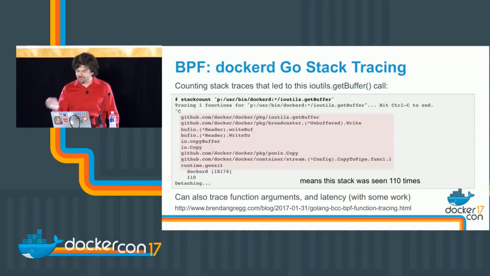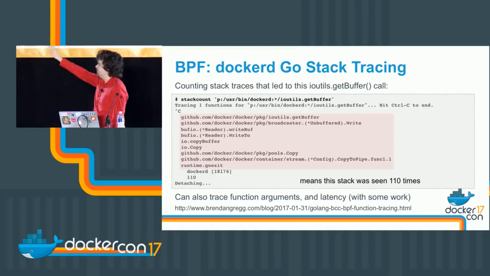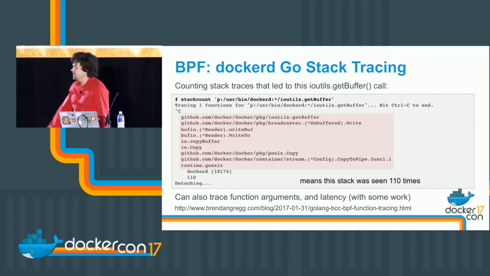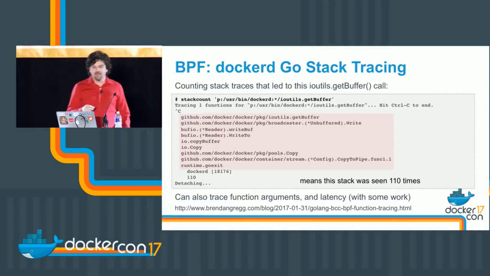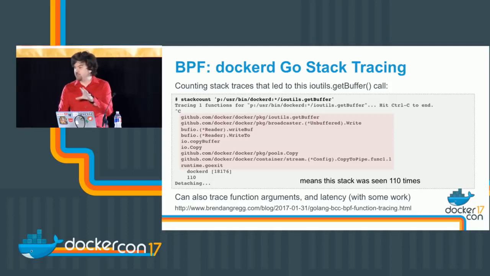I can print out stack traces for events, like I do here with stackcount, when we're doing IAUtils get buffer. I also figured out how to do function arguments, and I wrote a blog post on it because it uses Plan 9 depending on the compiler. And with some work you can get latency as well. So BPF can drill into the Docker internals as well as the kernel internals as you need to.